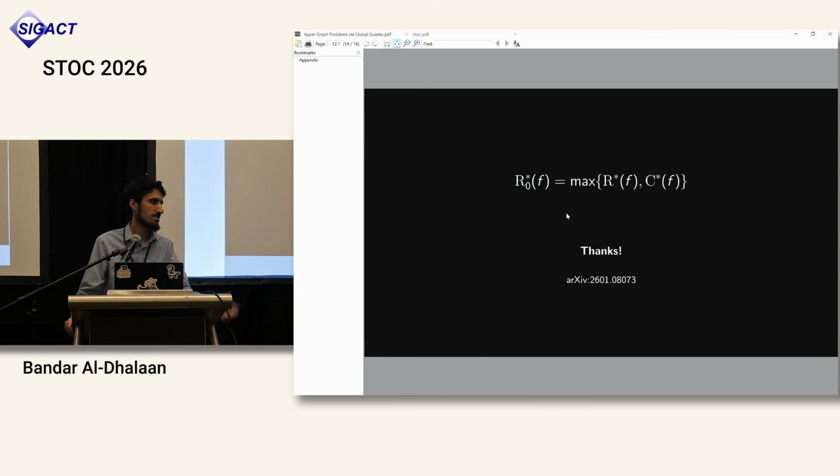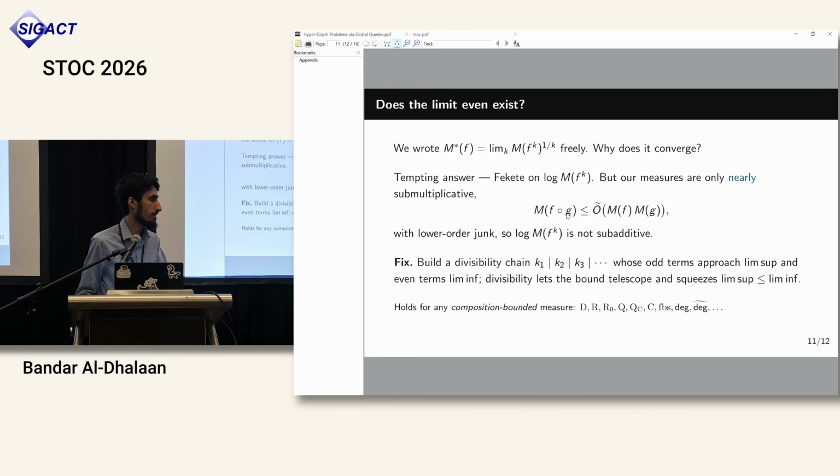So, what are the examples where there's a big discrepancy between R star and C star? Yes, C star is much larger than R star. This is really only for certain partial functions, in the promise setting.